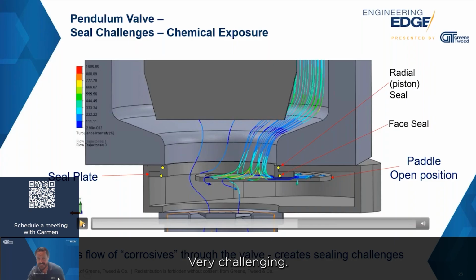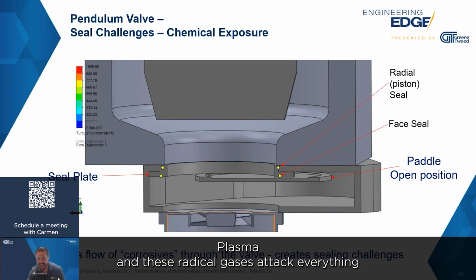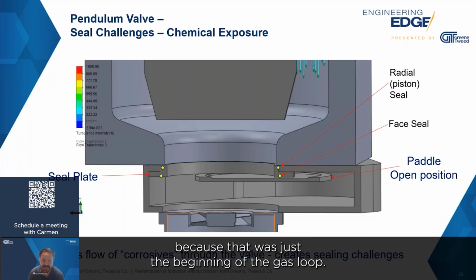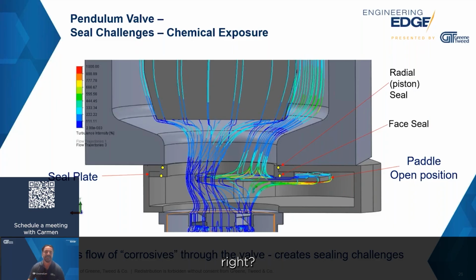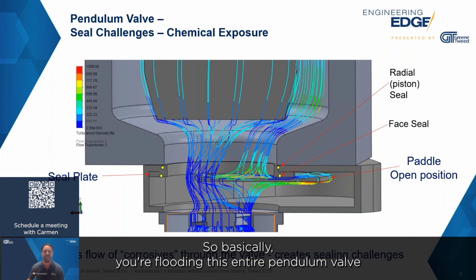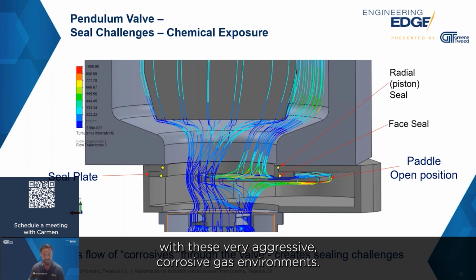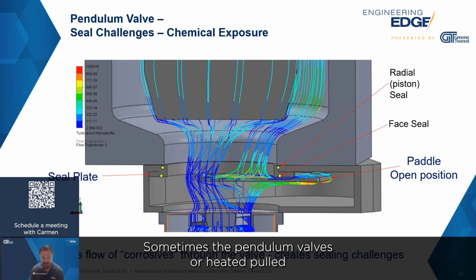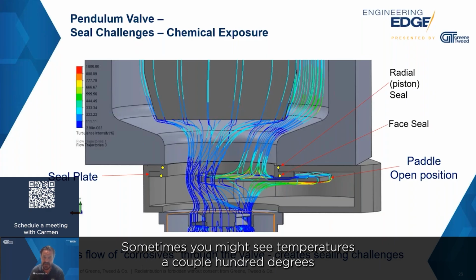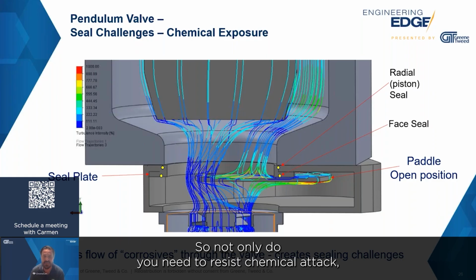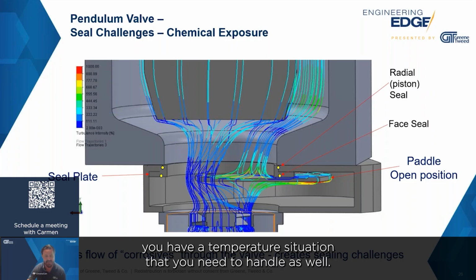Very challenging. Plasma and these radical gases attack everything, because that was just the beginning of the gas flow. It gets more intense, right? So basically, you're flooding this entire pendulum valve with these very aggressive, corrosive gas environments. Sometimes the pendulum valves are heated, cooled. There's all types of things that you can do with the pendulum valves as well. Sometimes you might see temperatures a couple hundred degrees in these applications as well. So not only do you need to resist chemical attack, you may have a temperature situation that you need to handle as well.